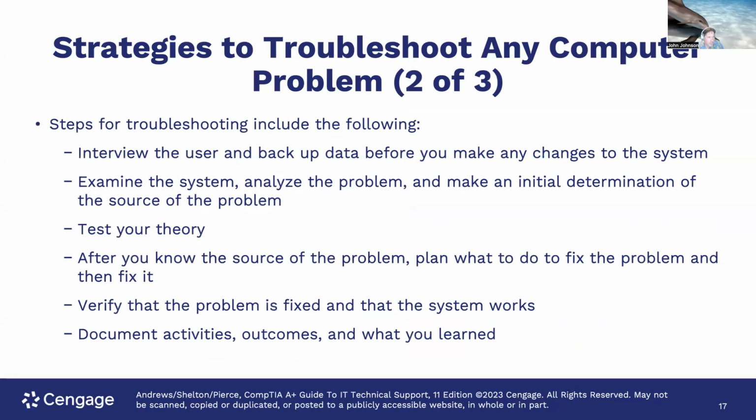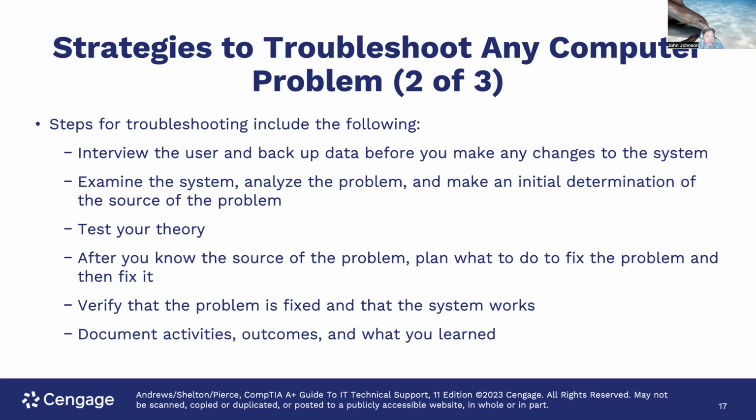So steps for troubleshooting, getting back to what we were talking about in the last section: interview the user and back up your data before you make any changes to the system. Examine the system, analyze the problem, make an initial determination of the source of the problem. Doesn't have to be right, but you have to have a hypothesis. Then you're going to test your theory. And then after you know the source of the problem, you need to plan what to do to fix that problem. And then you need to fix it.